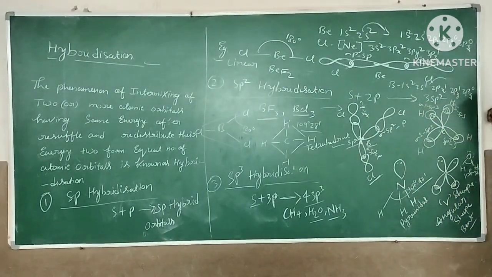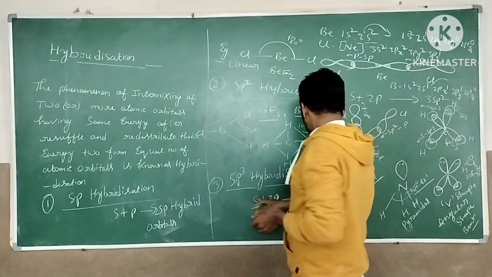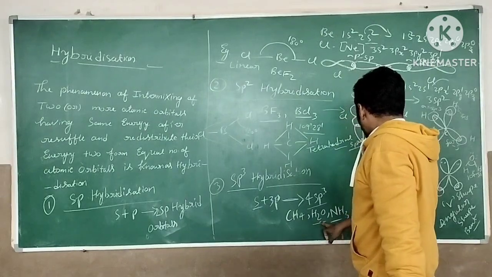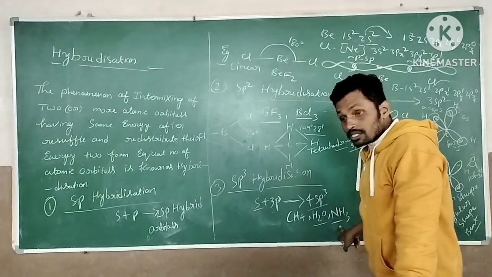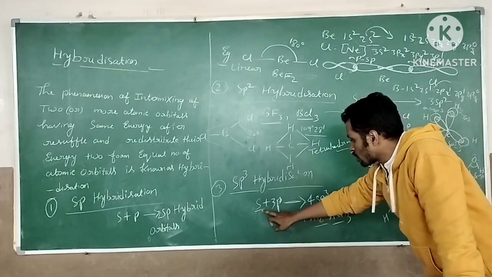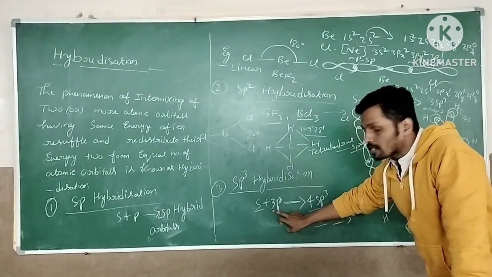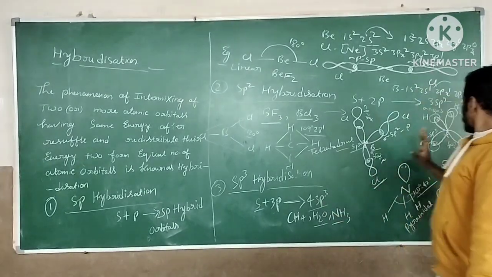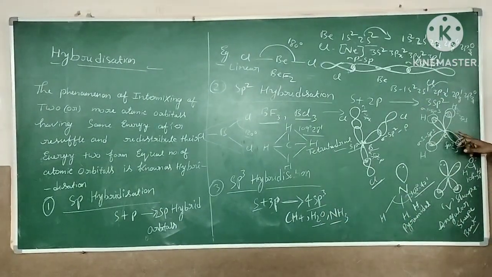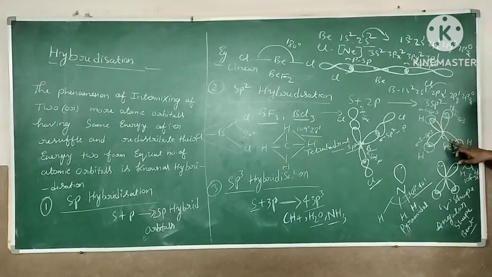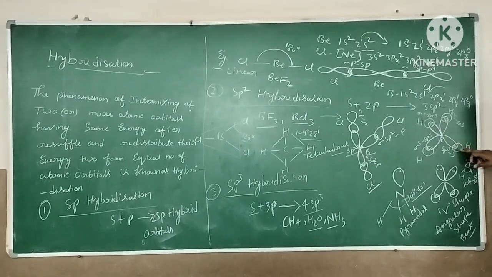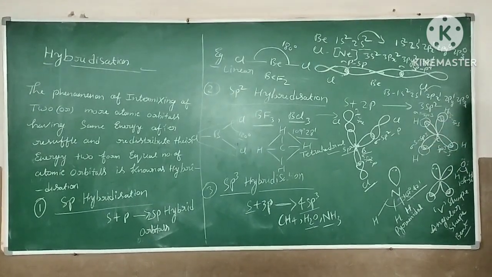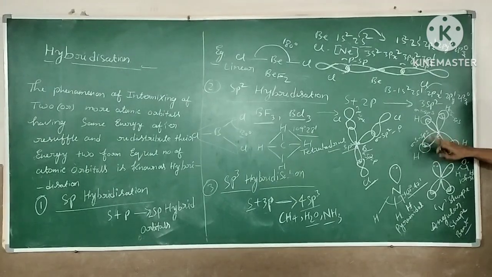Next, coming to sp3 hybridization. There are 3 examples: first methane, second water molecule, last ammonia. In sp3 hybridization, 1 s orbital and 3 p orbitals intermix with each other and form 4 sp3 hybrid orbitals. For example, in the methane molecule there are 4: 1, 2, 3, 4. These intermix with 4 hydrogens. Each hydrogen contains only one unpaired electron. This is a sigma s-sp3 bond.